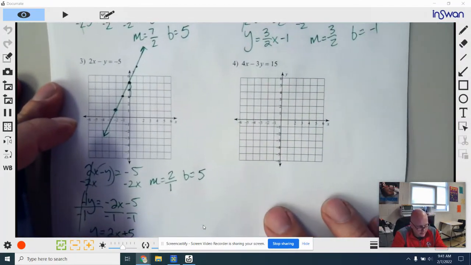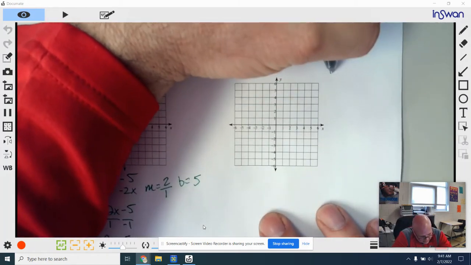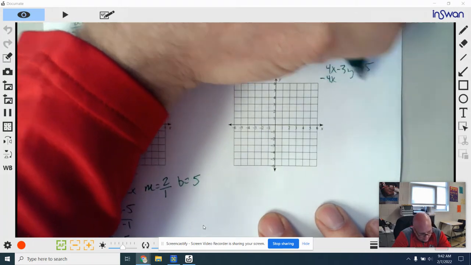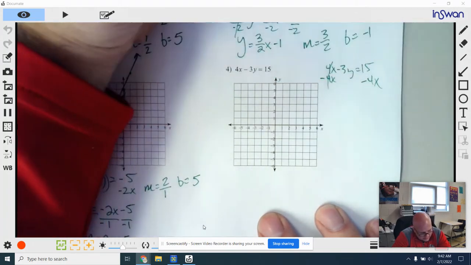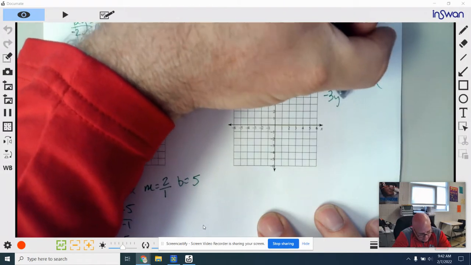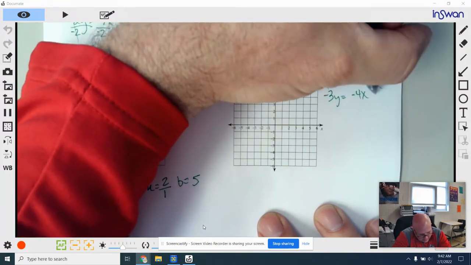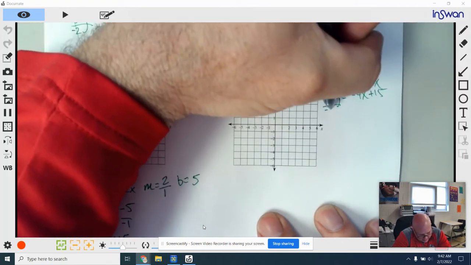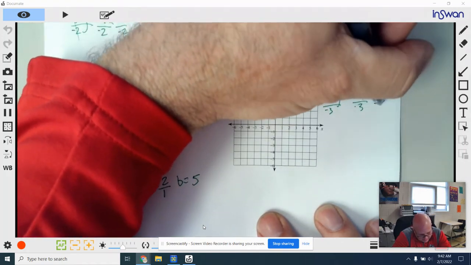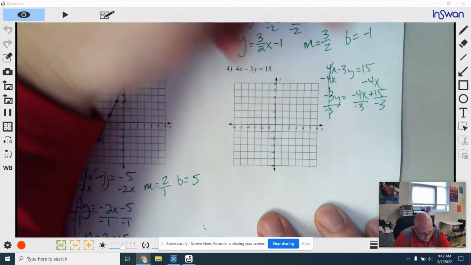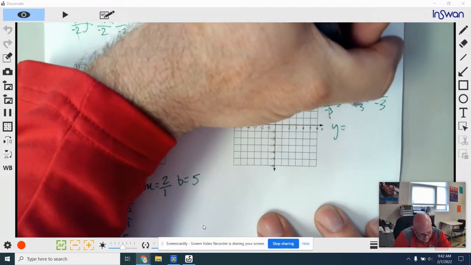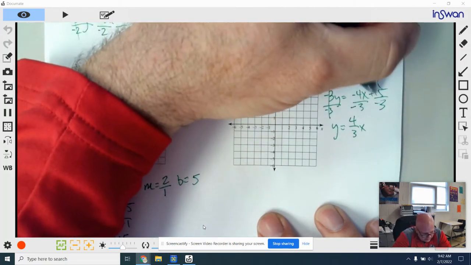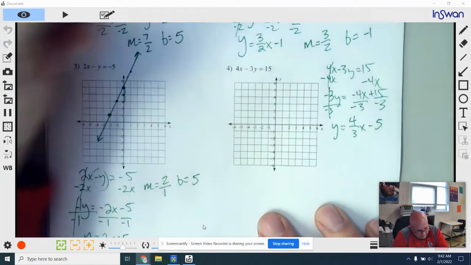Okay, one more together. 4x minus 3y equals 15. So I'm going to start by subtracting 4x. This cancels. So you get negative 3y equals negative 4x plus 15. Okay, you're going to divide both sides by negative 3. So that cancels. So you get y is equal to, and negative over negative, that's going to be a positive, so 4/3 x, and then 15 over negative 3 is negative 5.